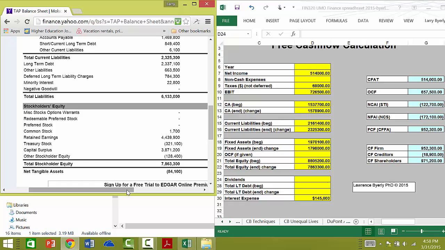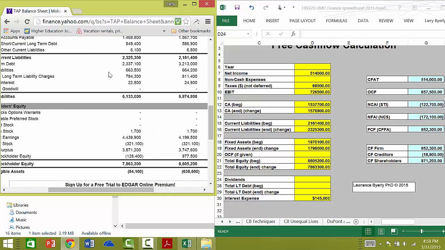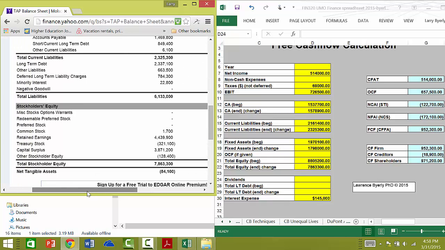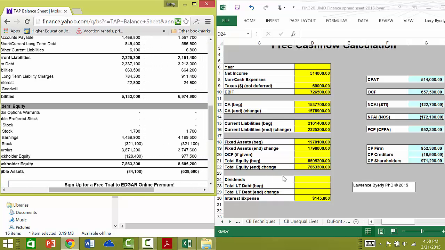We need the beginning and ending long-term debt. So up here we have long-term debt. It's right here. And again, in this particular instance, it's a little cloudy. Some of these things are not really debt, right? Negative goodwill, minority, those things are not really debt. So we want the interest-bearing account. So really what we want here is the total of long-term debt and other long-term liabilities. So we want to add those things together.